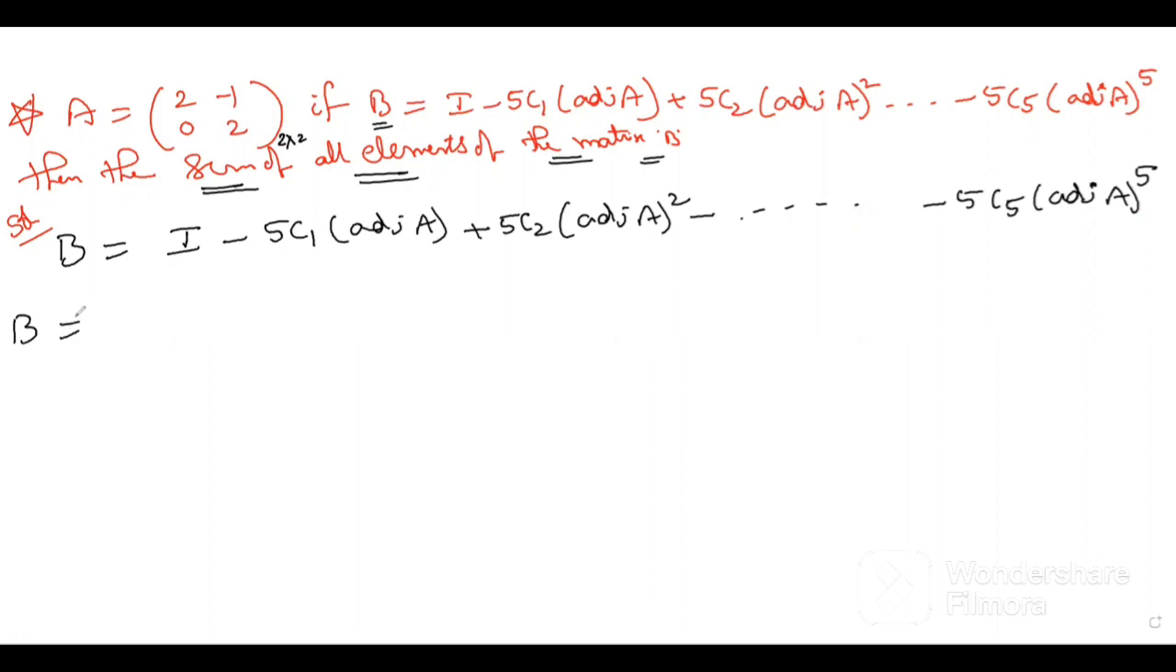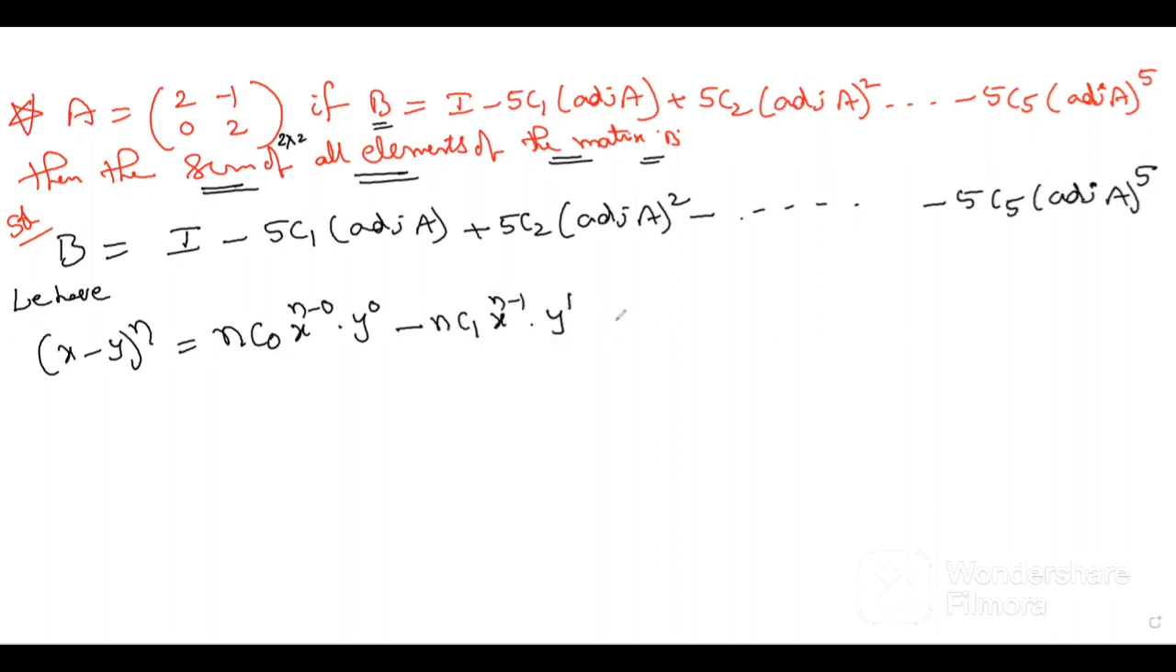Here this expansion can be written using the binomial theorem expansion. Okay, we have x minus y to the power n is equal to nC0 x to the power n minus 0 y to the power 0 minus nC1 x to the power n minus 1 y to the power 1 plus nC2 x to the power n minus 2 y to the power 2 minus and so on, minus 1 to the power n into nCn into x to the power n minus n into y to the power n.